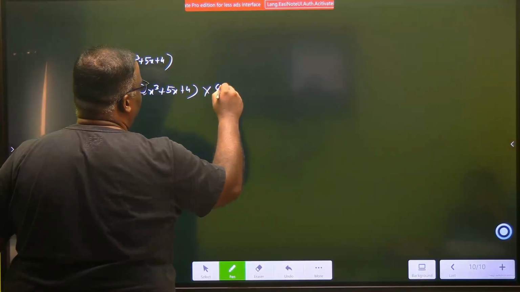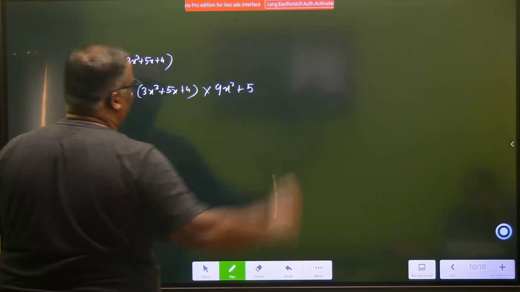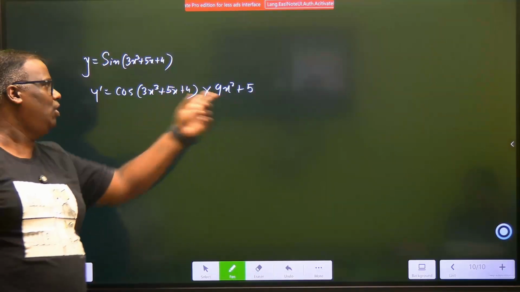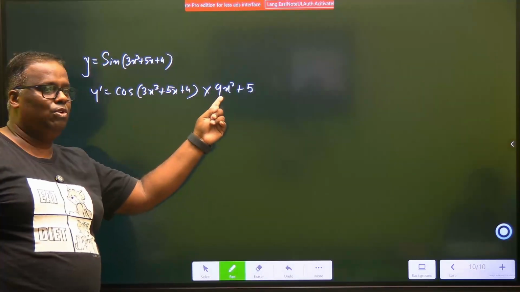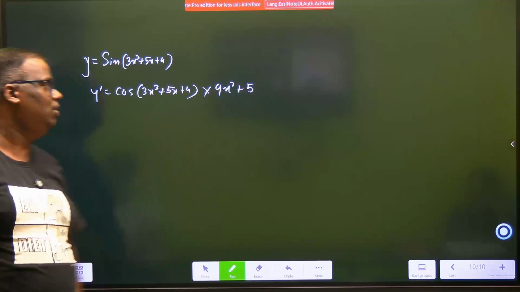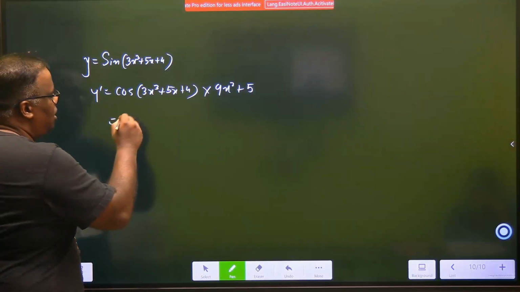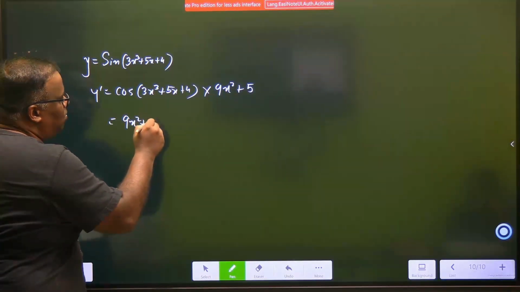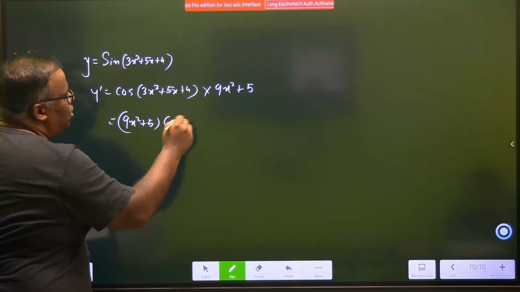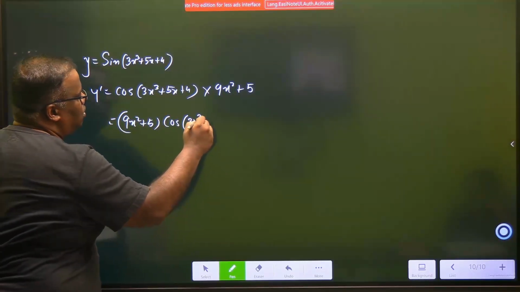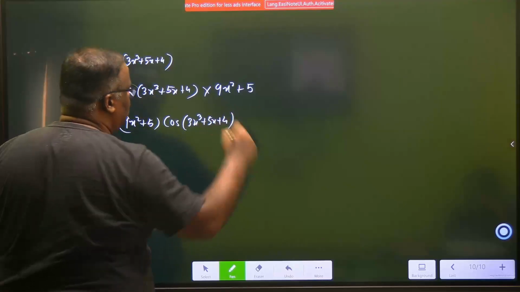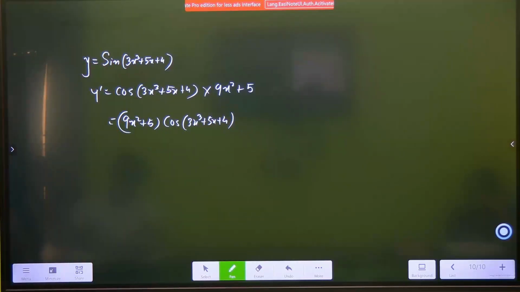So it will become 9x square plus 5. Linear will give you constant. Cubic will give you quadratic. Constant gives me 0. So my final answer would be what? My final answer would be 9x square plus 5 multiplied into cos of 3x cube plus 5x plus 4. Is it that difficult? No. Shall we take one difficult then?